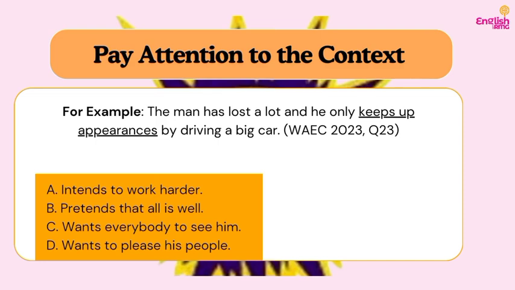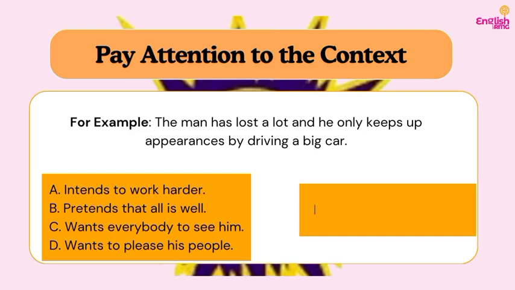D, wants to please his people. That's not also a possible answer because the expression didn't tell us that the man is trying to get attention. What the man was just trying to do is that he was trying to cover up for himself as though all is still well, when in fact he has lost a lot. So that is why we arrive at our answer to be what? B, pretends that all is well. So our answer will be what? Our answer will be B.